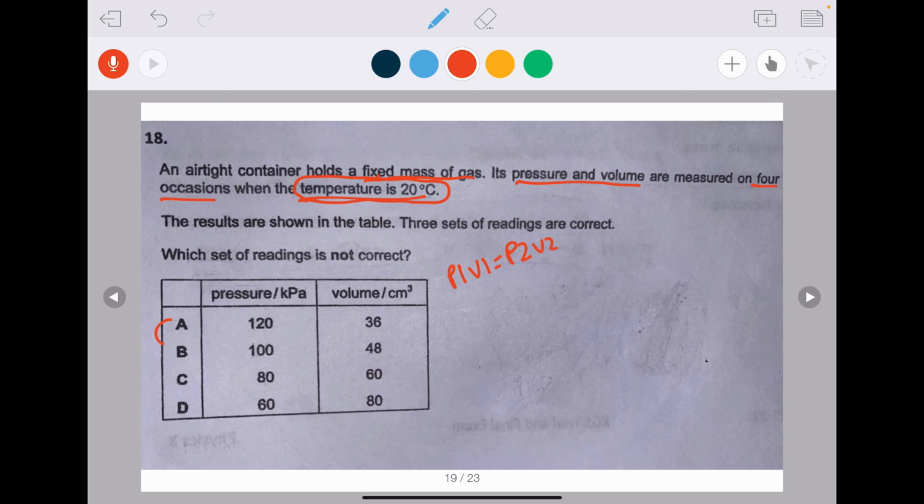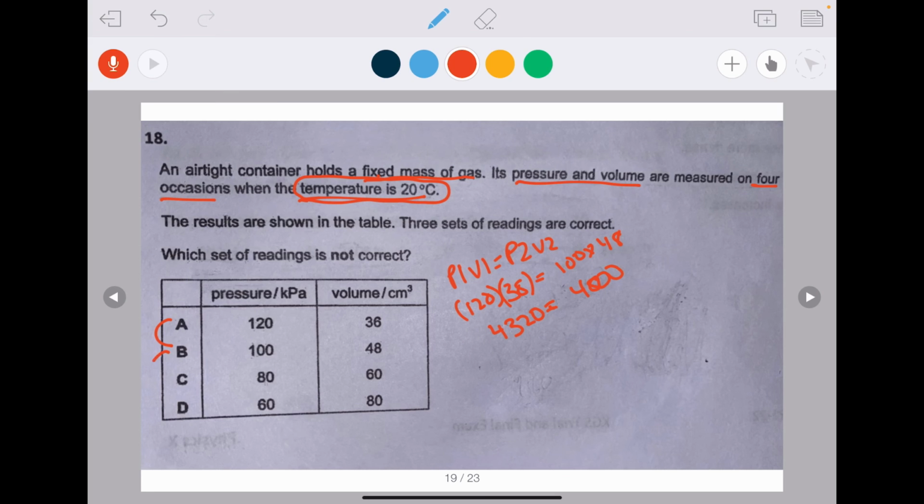Let's compare A and B first. So 120 multiplied by 38 should be equal to 100 multiplied by 48. 120 multiplied by 38 gives you 4,320, whereas this gives you 4,800. So these two are not correct, which means either A or B are incorrect.